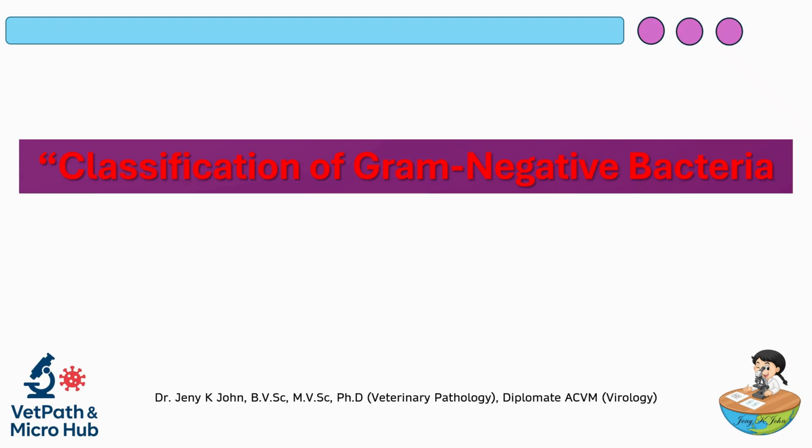Welcome. In this video, we will explore the classification of gram-negative bacteria based on their shapes and staining characteristics, from cocci and rods to helical and filamentous forms.